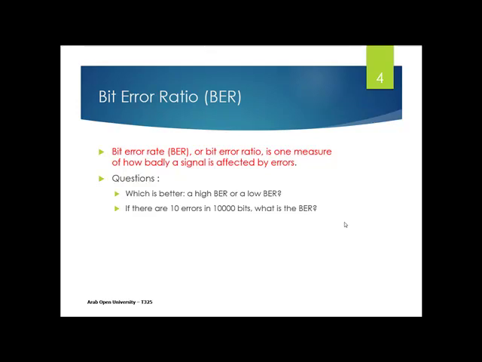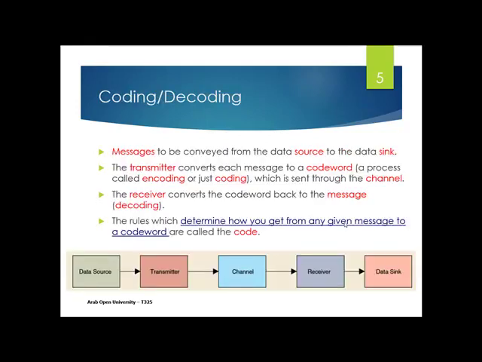Another example: if we have 10 errors in 10,000 bits, what is the bit error ratio? As we said, it is a ratio of the number of bits in error over the total number of bits. So the bit error ratio is 10 over 10,000, and thus it is 0.1% BER.